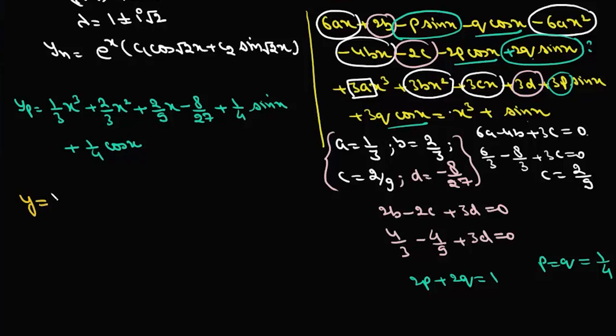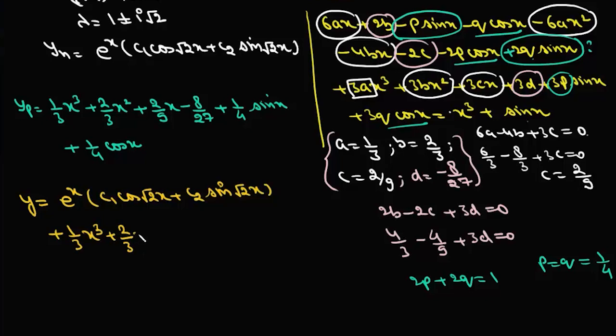General solution of this equation will be e to the power x c1 cos root 2x plus c2 sin root 2x plus 1 by 3x cube plus 2 by 3x square plus 2 by 9x minus 8 by 27 plus 1 by 4 sin x plus 1 by 4 cos x, and that is the answer to this question.